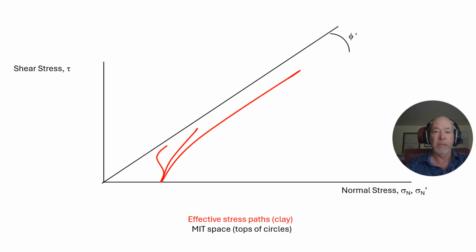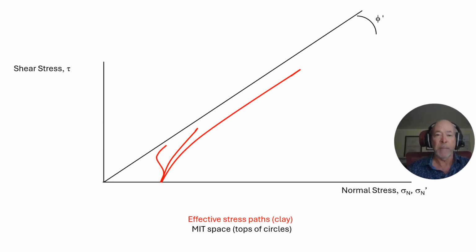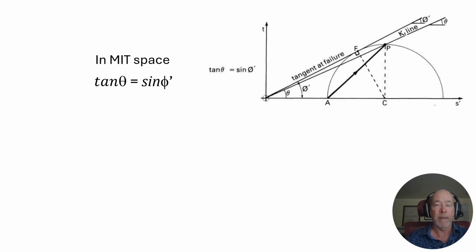Now let's just extend that failure envelope up there and say, hey, why does none of those hit the failure envelope? Well, you're right, because we're looking at the top of the circles and not the tangents. So we have this other line here called the Kf line, or the failure line, and that sits at an inclination of theta. So in MIT space, tan theta equals sine phi prime. And that's just because it's a simple trigonometry problem here, where we've got two different right angles, and that's a simple transformation from theta to sine phi.